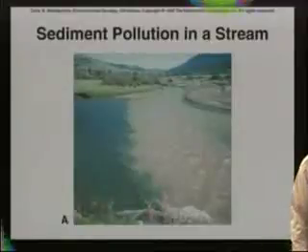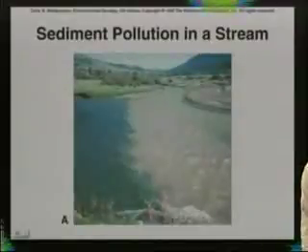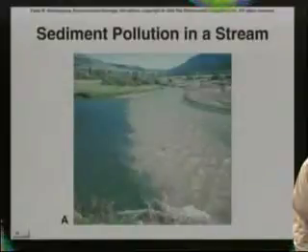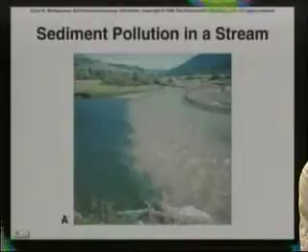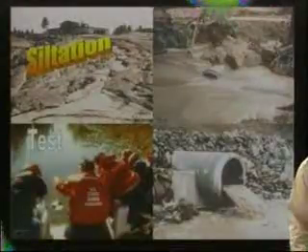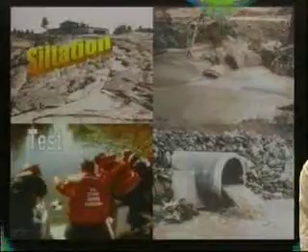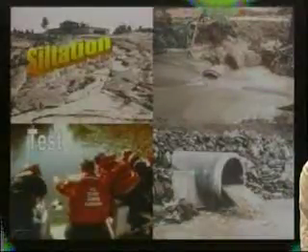Here's an obvious picture of sediment pollution in a stream. Over silted, that's going to block out sunlight, so photosynthesis may be reduced. You mess with that, you may change the chemical system in here, where if you start eating up the oxygen, this siltation can come from lots of sources. Again, construction sites, here it is filling up a sewer system.